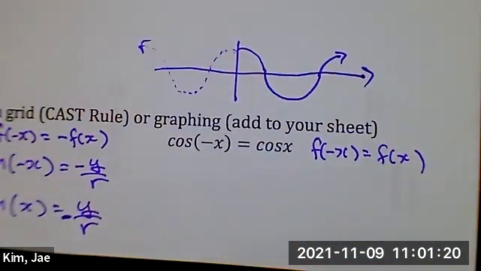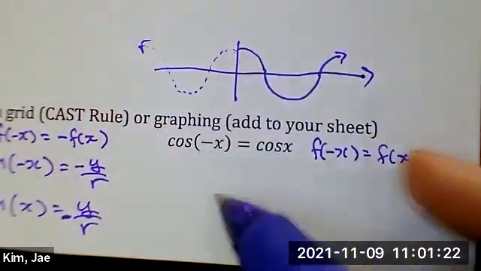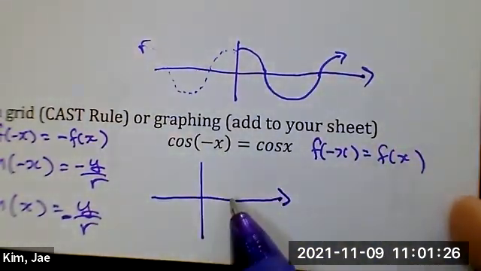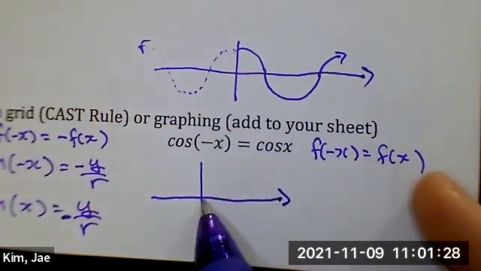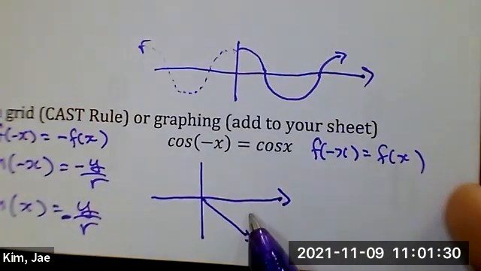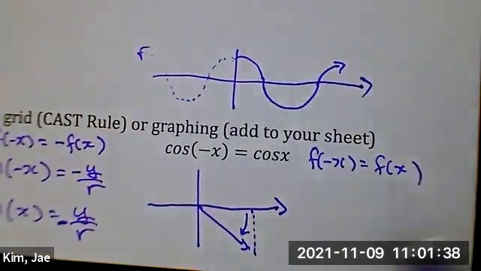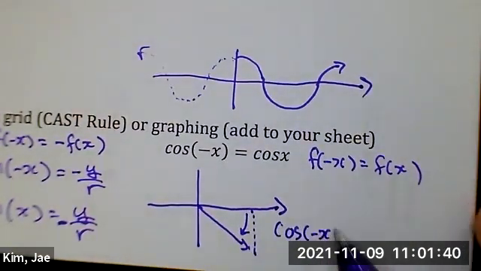Line symmetry. That's why this makes sense. But graphically, same thing. If I have cosine of a negative angle, what's cosine? Adjacent over hypotenuse. Cosine of negative theta is equal to adjacent over hypotenuse.